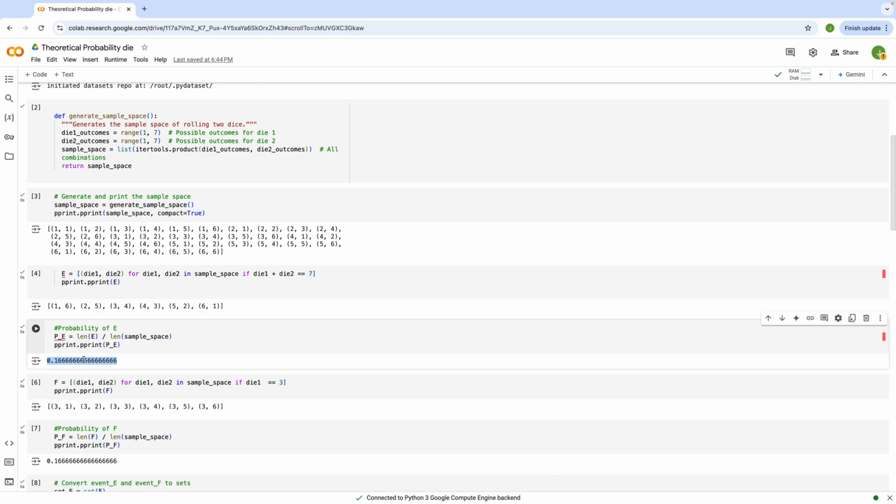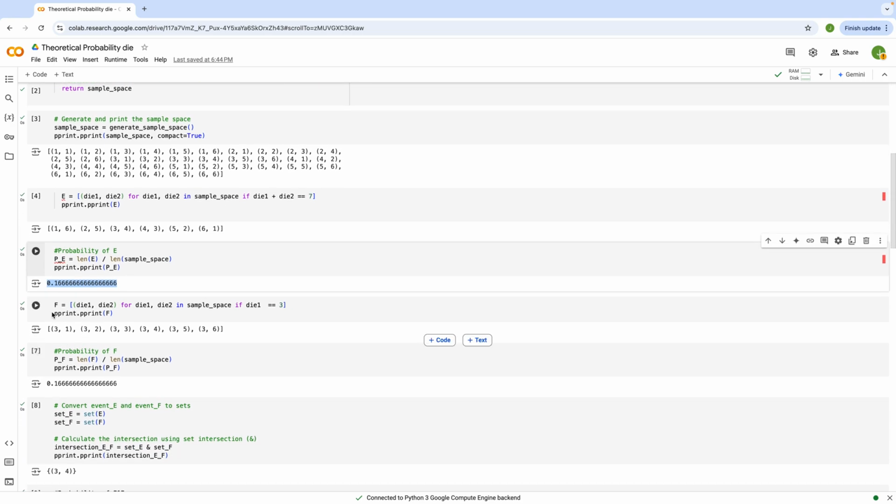We're also going to consider the set F here, which is that the first die rolls a 3, so F is here, and those outcomes correspond to these outcomes in the sample space. Those are 6 outcomes, so again the probability is going to be 6 over 36 because there are 6 outcomes that correspond to event F.